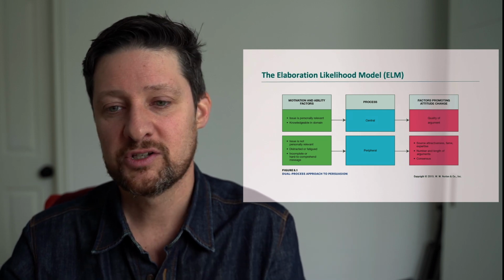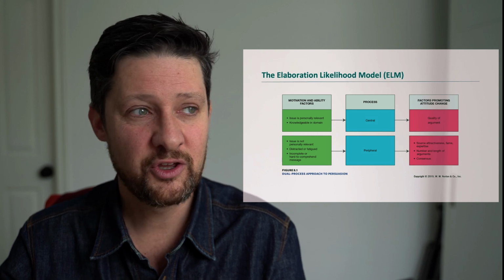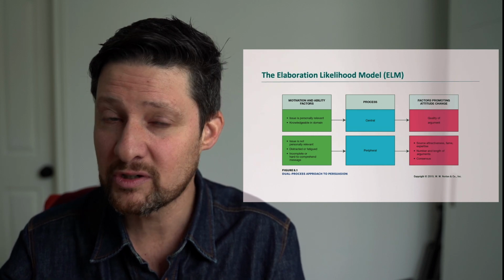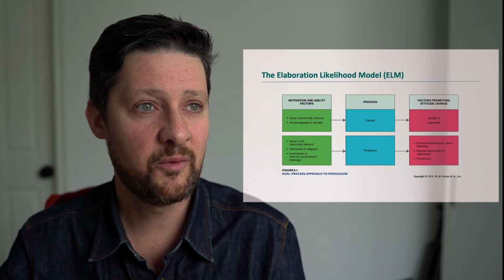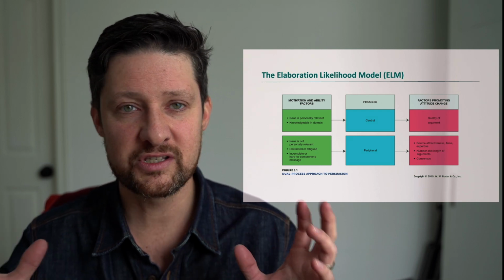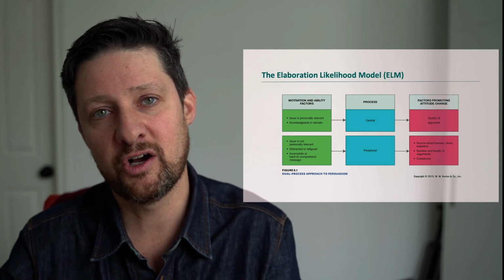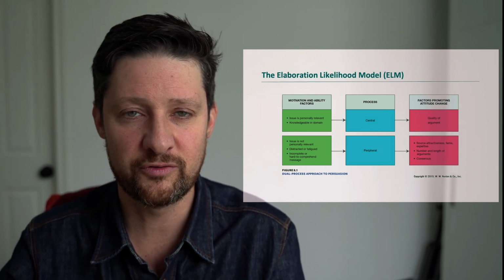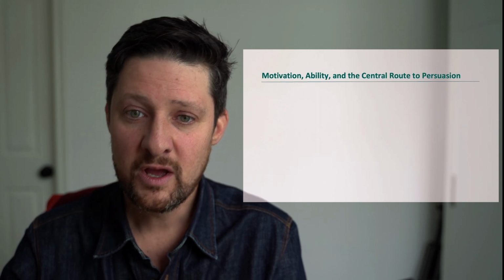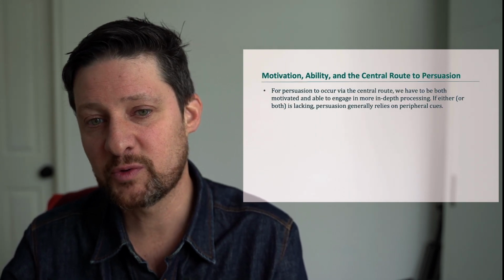to the peripheral route. So you'll pay attention to the attractiveness of the person, you'll judge the credibility and the resourcefulness of the person talking, and you'll use the fluff around the message to make your evaluation of the attitude or of the message. And so, our motivation, ability, and the central route to persuasion.